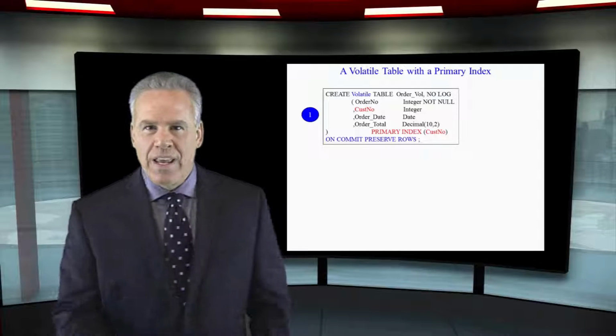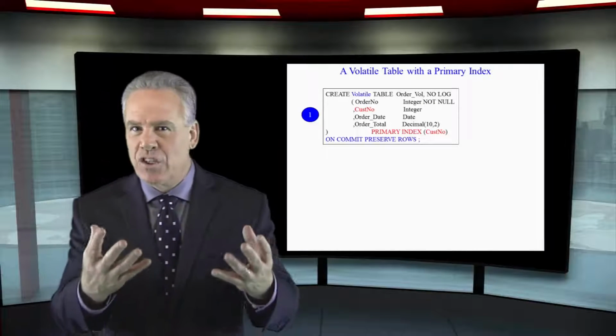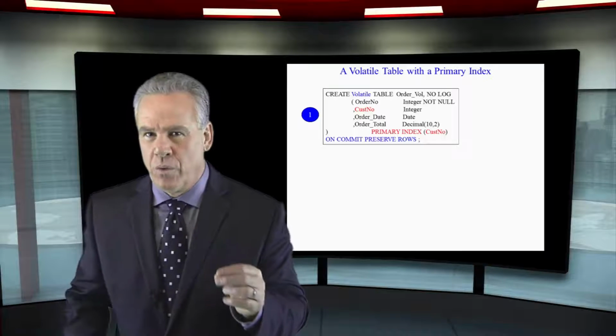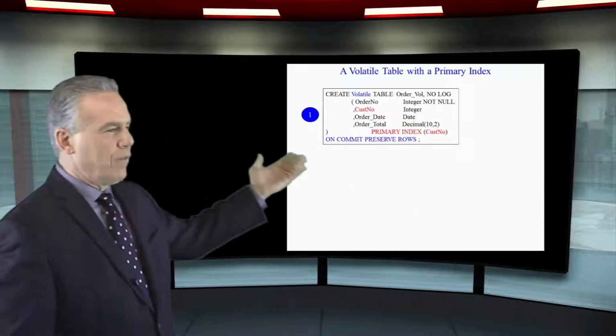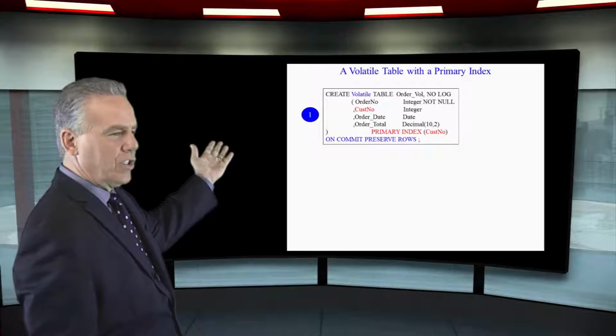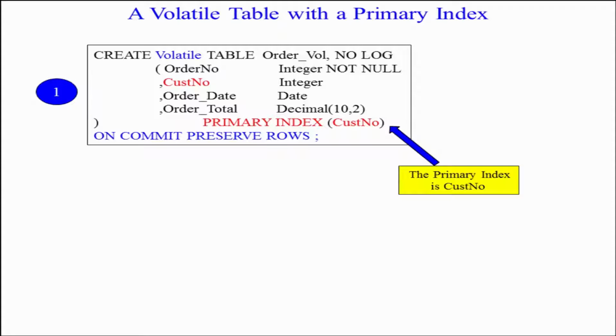This is important. If I seem a little excited, it's because this is one of those big learning moments for you. Now, take a look. I've created this volatile table in step 1, but look at that beautiful arrow. I've given it a primary index.